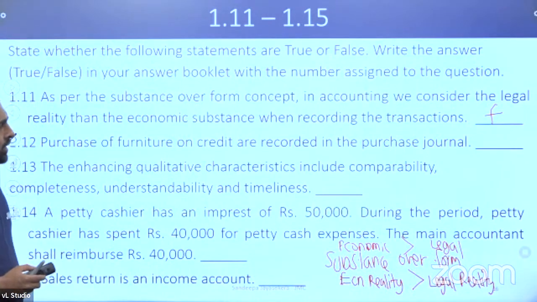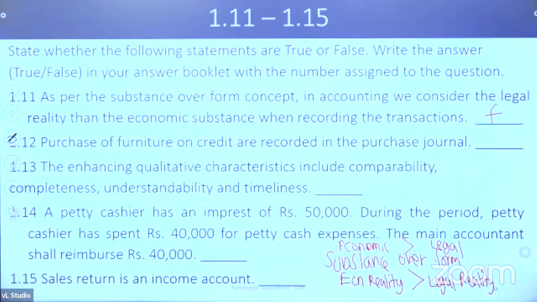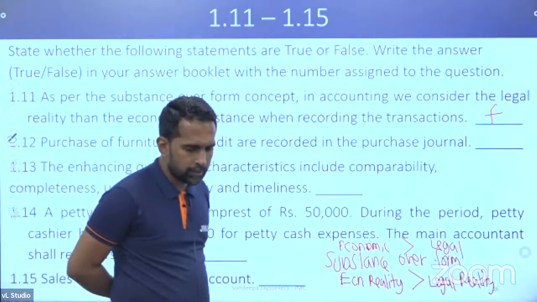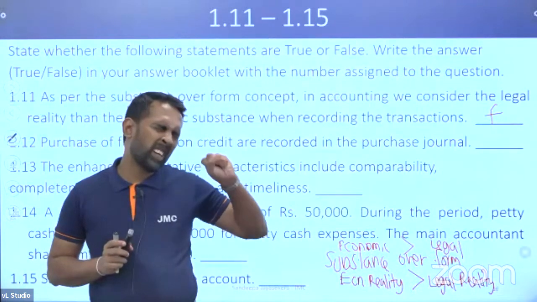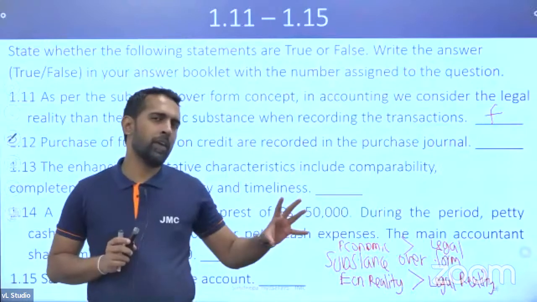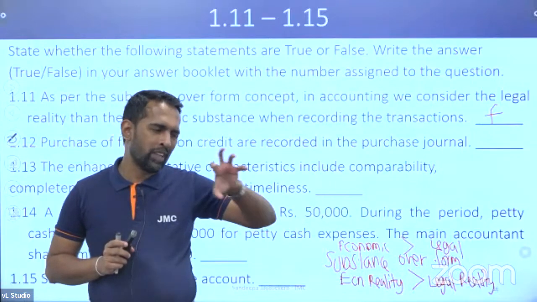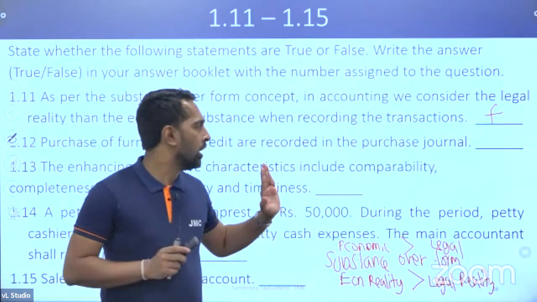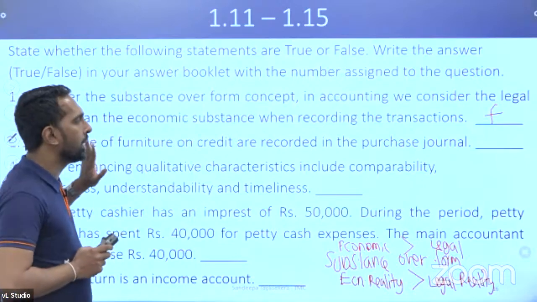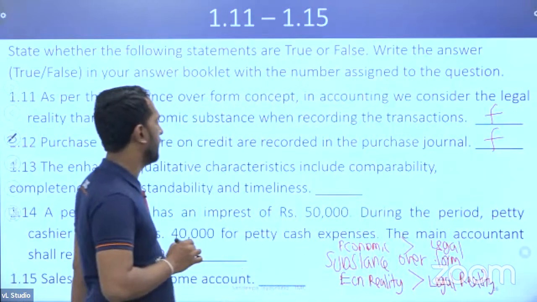Purchase of furniture on credit are recorded in the purchase journal. True or false? False. What we record in the purchase journal are the credit purchases of inventory. What is inventory? Items purchased for resale, items manufactured for resale. So only credit purchases of inventory go in the purchase journal. If you purchase office equipment or furniture on credit, that is not going to the purchase journal, it will go to the general journal. Therefore, this is also a false statement.